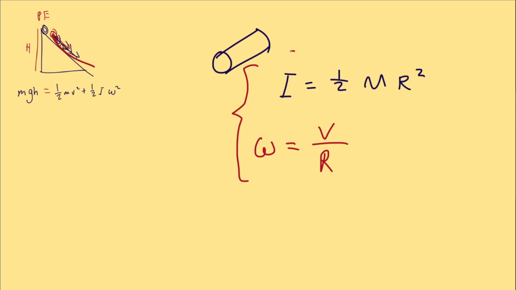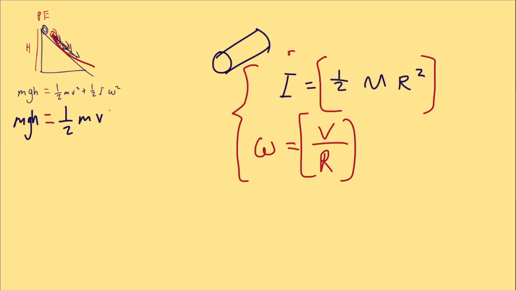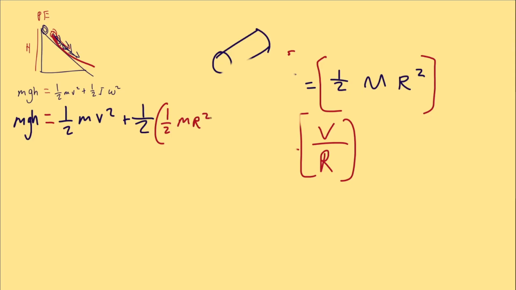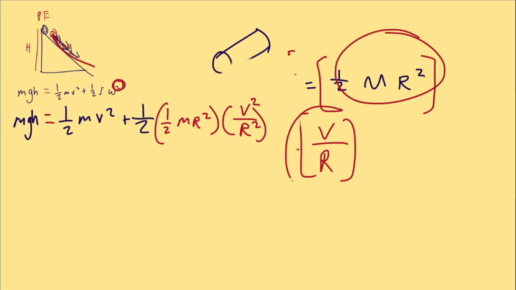Anyway, let's plug our values into our conservation equation. So 1/2 mass times velocity squared plus 1/2. And here's where we plug in our values. Inertia is 1/2 mass radius squared. And angular velocity is v over r. And these values are squared as well, because if you look at the equation, there's a square on the angular velocity value. So we've taken this equation and plugged everything in. Now if you simplify this, you get this: 3/4 mass velocity squared.